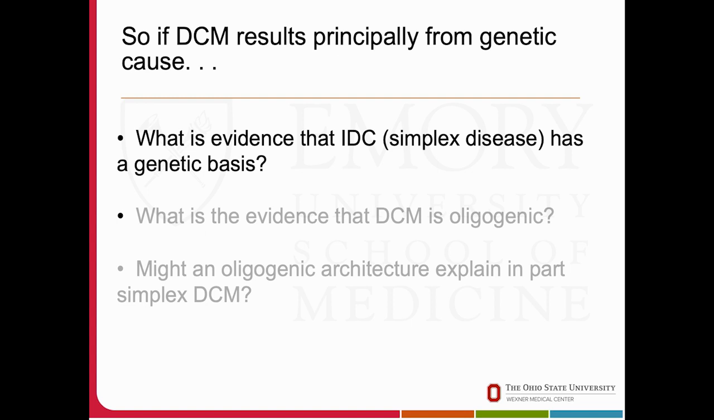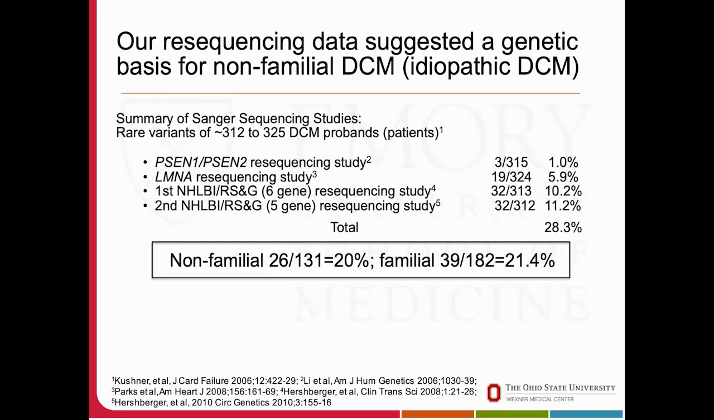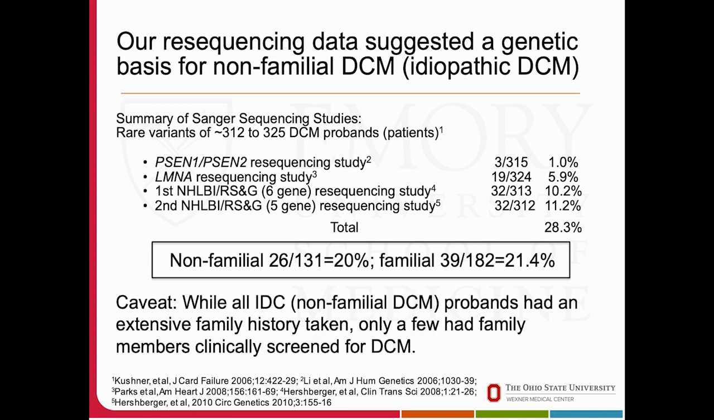So what's the evidence that IDC, or simplex disease, has a genetic basis? This is published data from our Sanger sequencing studies that suggested that the non-familial frequency was similar to the familial frequency of what we thought could be possibly or likely causing variants. The caveat was that we didn't screen family members clinically. This was a single center study at Oregon, and we had families from all over the country referred in from colleagues. We had a great family history taken, but few families were clinically screened, so we may have been missing those.